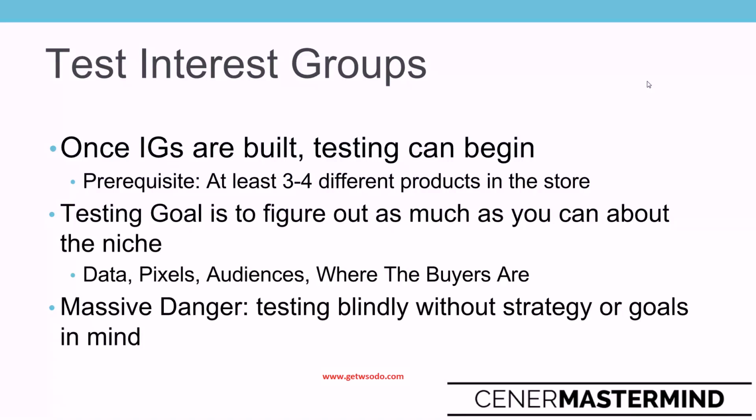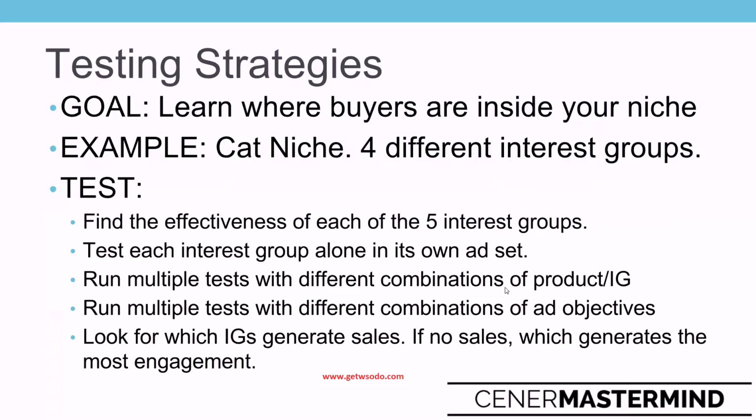And there's a massive danger here. That danger is testing blindly without strategy or goals in mind. Right? If you test without a strategy or without a goal in mind, then you're basically just throwing money at the wall. And we'd all love to launch our first product and make $100,000, but likely it's not going to happen. We need to have a strategy, and the strategy and the goal is to figure out where the buyers are, right? Our main goal, again, where are the buyers inside the niche? What interest groups contain buyers, right? That's invaluable information. That is priceless information. I mean, we could build a massive business off of that information.